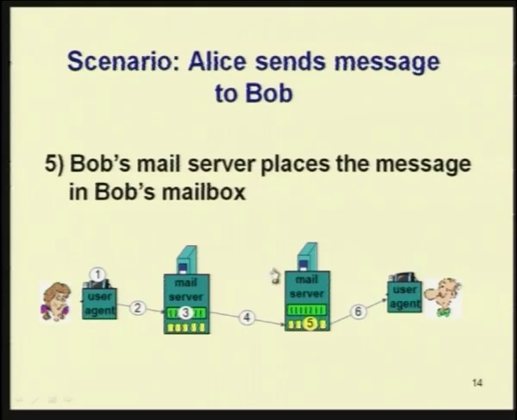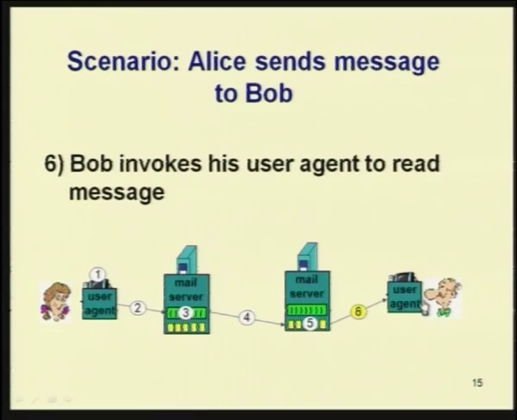Next, the message that has been sent would have arrived at the mail server. So Bob's mail server places the message in Bob's mailbox, the mailbox corresponding to this particular user. That's the fifth step. The sixth step is when Bob, the user, invokes his user agent to read the message. You use the user agent to get the message from the mail server and read it. So you can see that these 6 steps give us a full idea of how the message is transferred from a sender to a receiver.